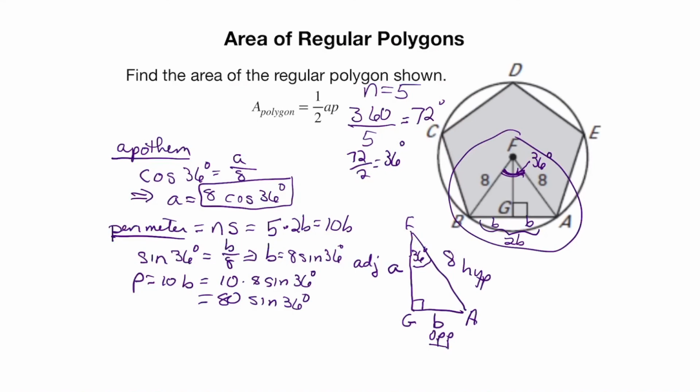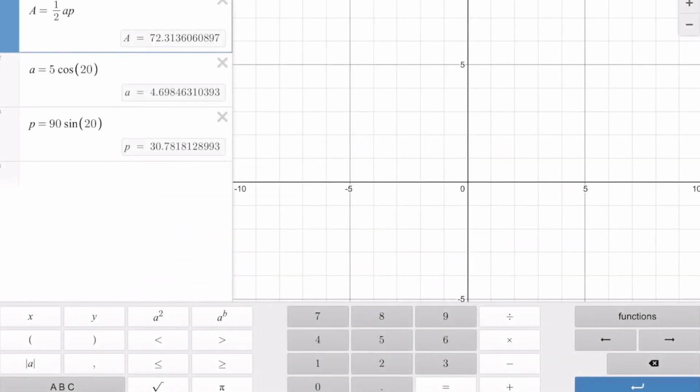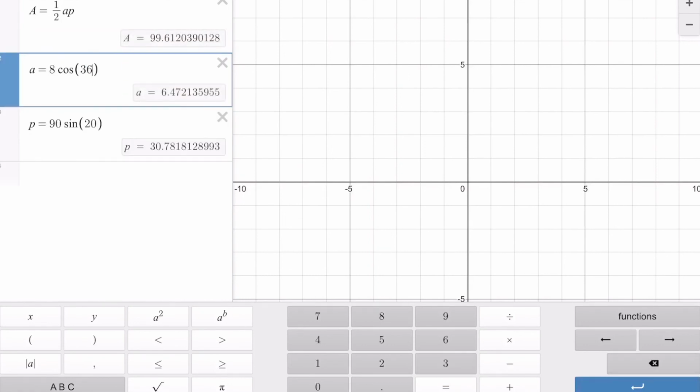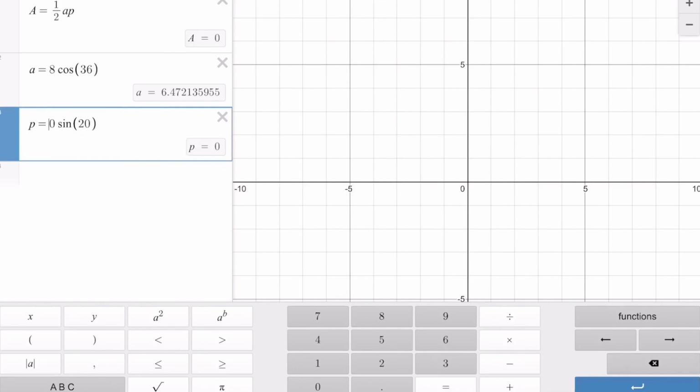I can just go right now into my calculator and put in the value I got for A and the value I got for P. So let's go do that. So I'm going to get rid of, let's see, this value. My new A was 8 cosine of 36. And then my P came out to be 80 sine of 36, I think, right? Yeah. So I need to change that.